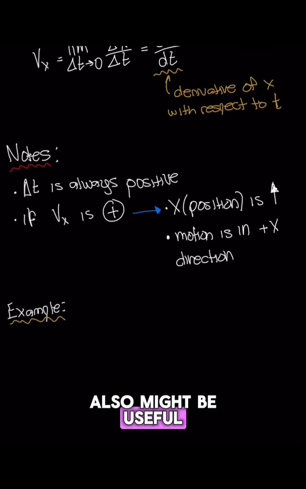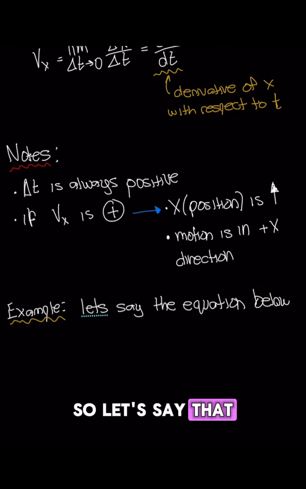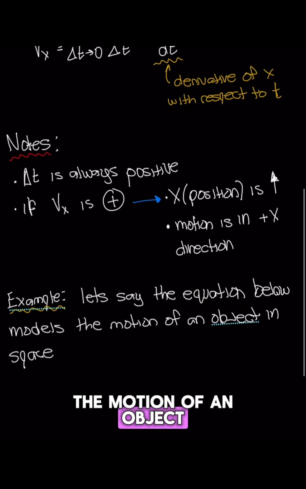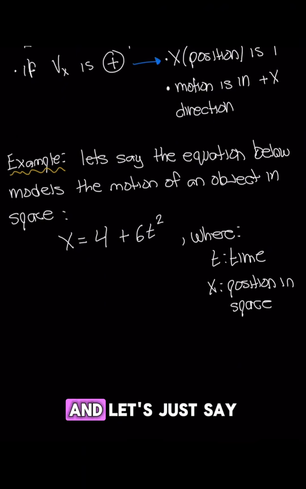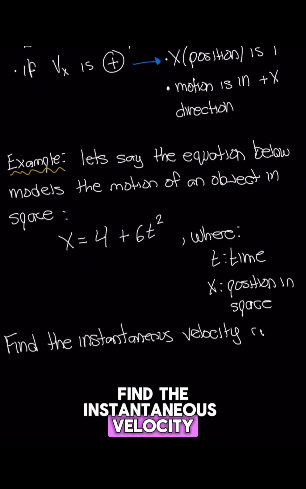Now, I thought it also might be useful to go over an example. So let's say that the equation below models the motion of an object: x equals 4 plus 6t squared, where t is time and x is position. And let's just say it wants us to find the instantaneous velocity at 5 seconds.